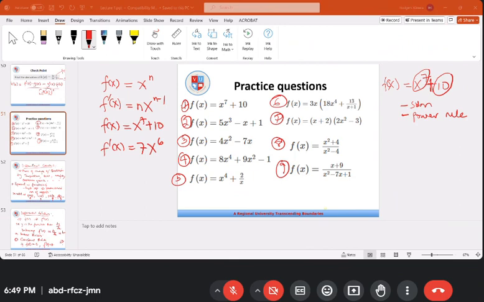When you look at number 1, you could submit and stop on the sum rule and you get the right answer, as well as submitting and applying the power rule and getting the same answer, as well as applying the constant multiple rule and getting the same answer.